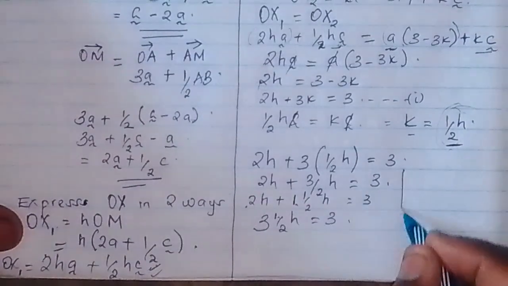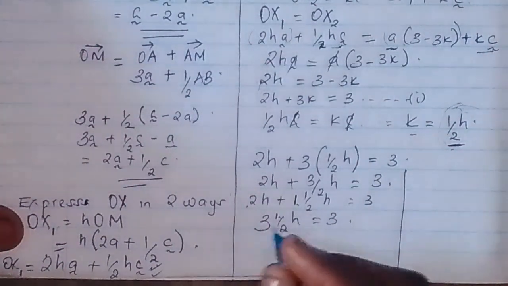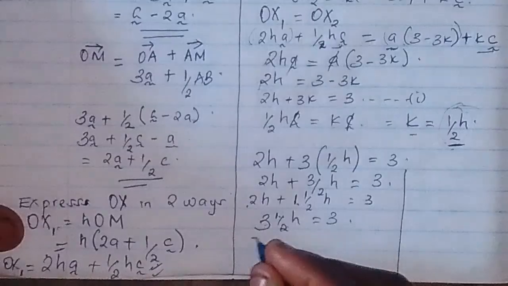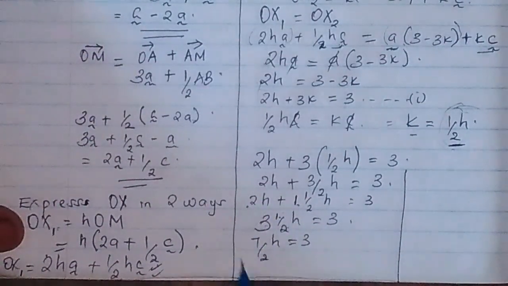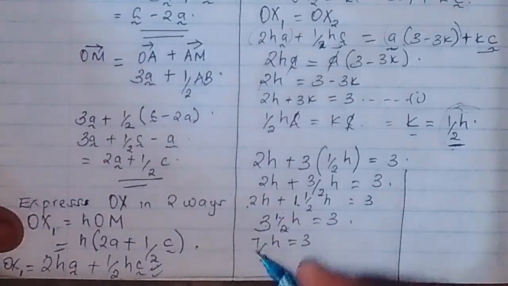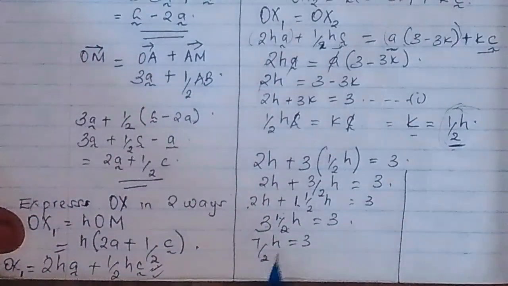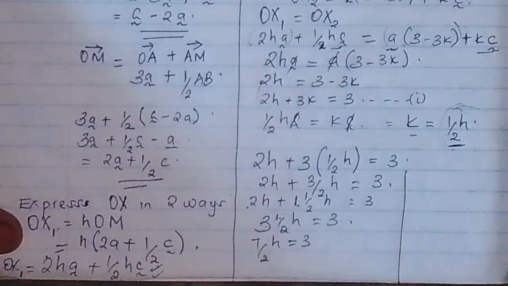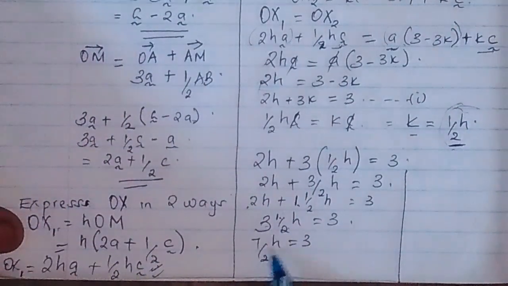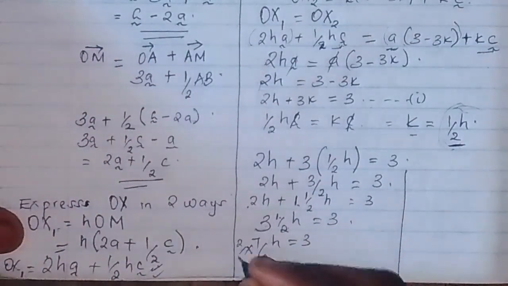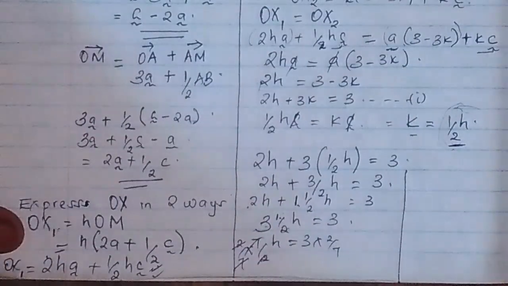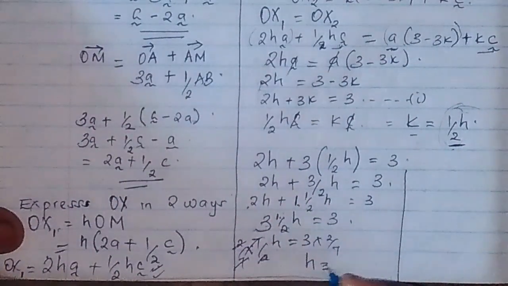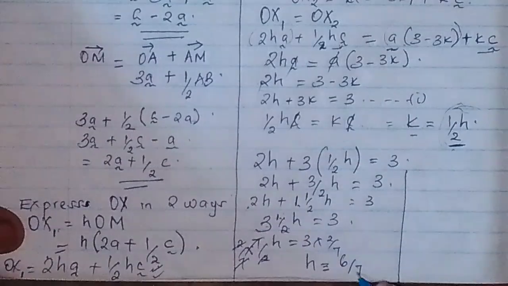Now if we multiply, 3 and a half gives me 3 times 2 is 6, plus 1, 7. So 7 over 2h is equal to 3. Then we multiply across by the reciprocal, that is 2 over 7. This cancels all, and we get our h as 3 times 2, 6 over 7.